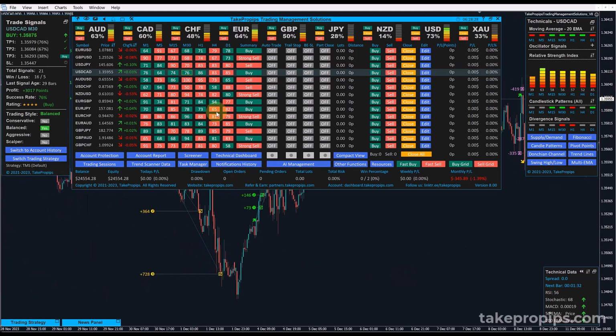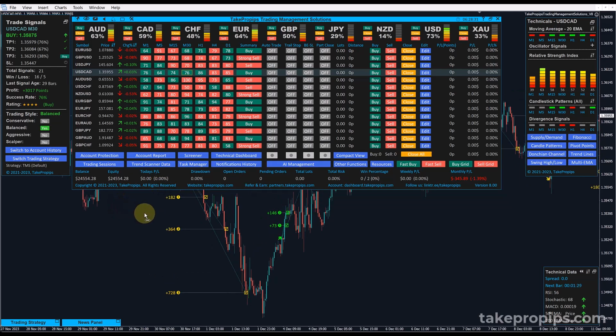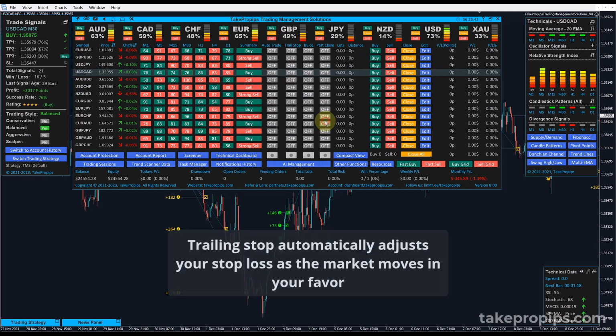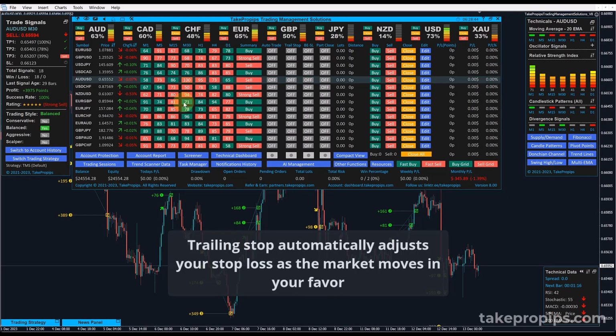Today, we're focusing on a feature that's crucial for smart risk management and maximizing profits: the trailing stop feature in the TakePropips Trading Management Solutions EA. The trailing stop is a dynamic tool that automatically adjusts the stop-loss level as the market moves in your favor.